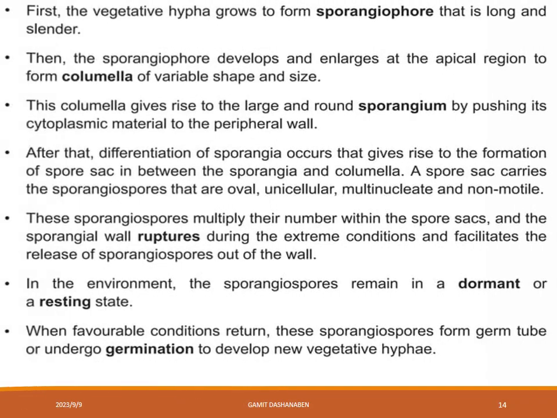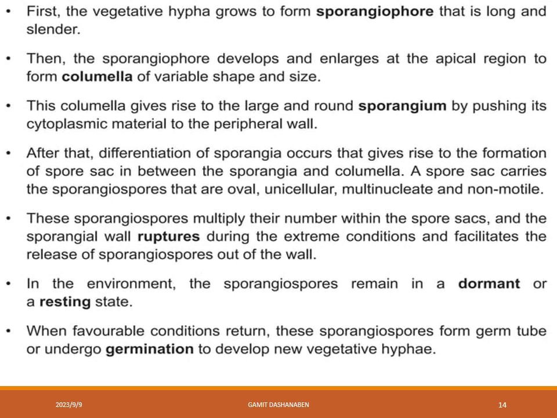First, the vegetative hypha grows to form a sporangiophore that is long and slender. Then the sporangiophore develops and enlarges at the apical region to form the columella of various shapes and sizes. This columella gives rise to the large and round sporangium by pushing its cytoplasmic material to the peripheral wall. After that, differentiation of sporangia occurs that gives rise to the formation of spore sacs in between the sporangia and columella. A spore sac carries the sporangiospores that are oval, unicellular, multinucleate and non-motile.